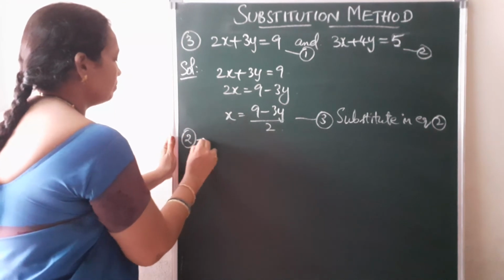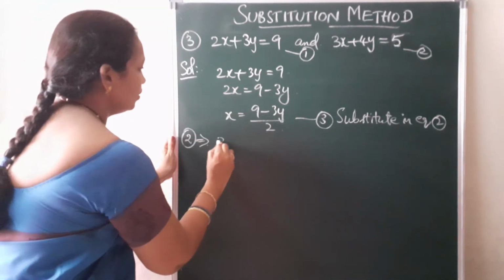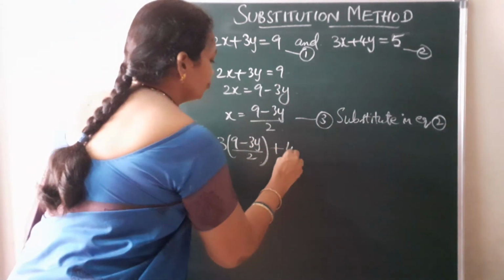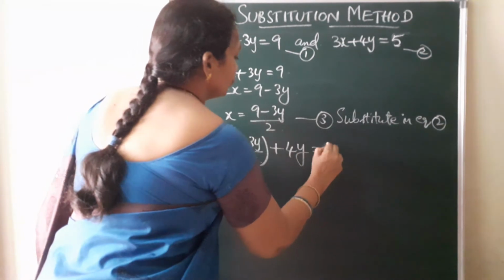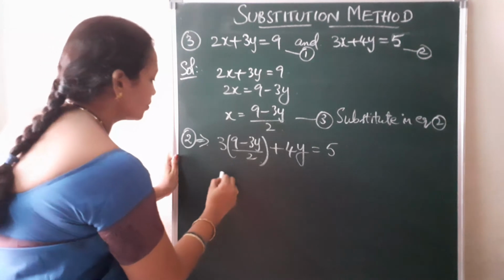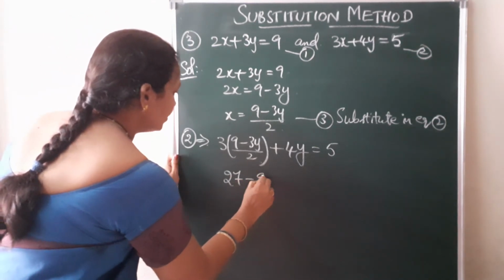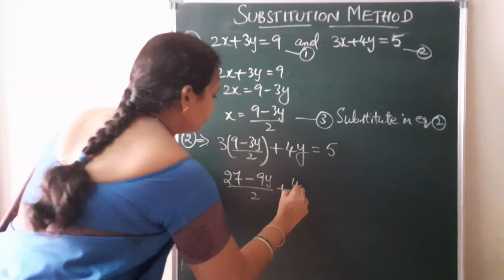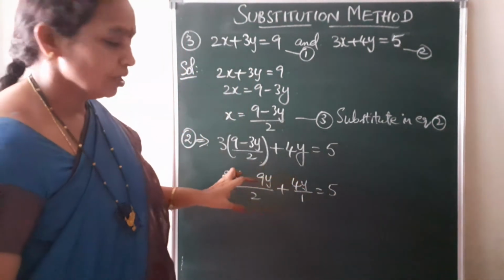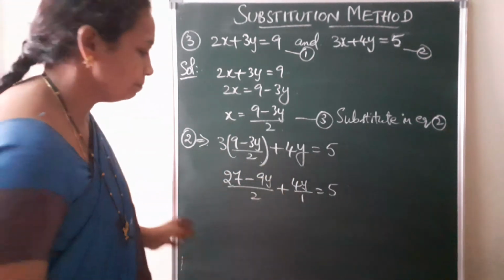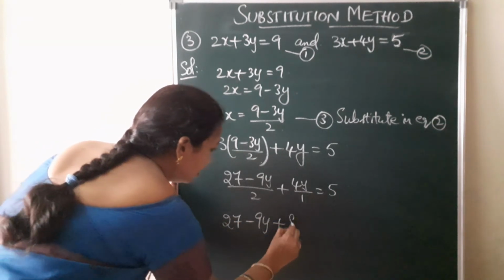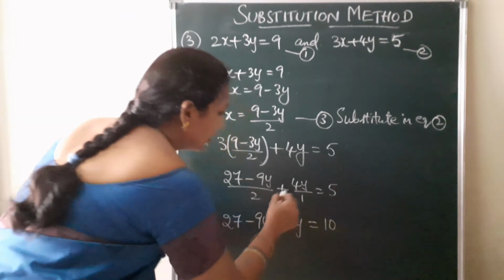So the second equation implies 3(9 - 3y)/2 + 4y = 5. Then this becomes a simple equation in the variable y. So this simple equation you have to solve: (27 - 9y)/2 + 4y/1 = 5. Here you have a fraction and a number, so you have to simplify by taking the LCM. The LCM is 2. 27 - 9y + 8y = 10. Directly I wrote the steps.